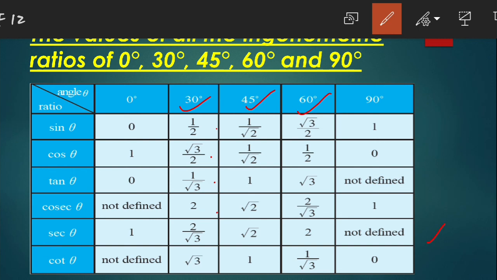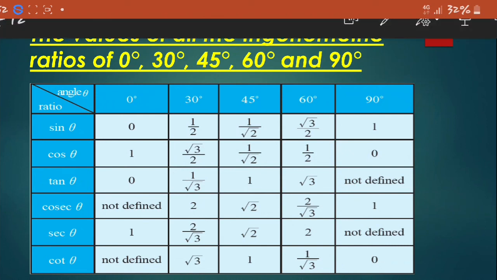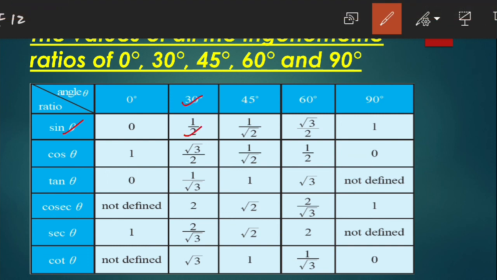So how it works: sine 0 degree is 0, sine 30 degree is 1 by 2, sine 45 is 1 by root 2, sine 60 is root 3 by 2, sine 90 is 1. You can look at the line of cos. Cos 0 degree is 1, cos 30 degree is root 3 by 2, cos 45 is 1 by root 2, cos 60 is half, cos 90 is 0. So you have to remember this whole box, that means the value of all these ratios at the specific angles.